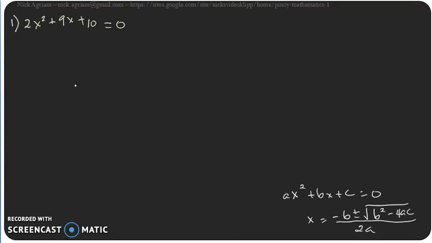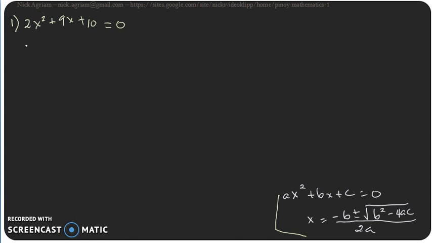We will continue our discussion on solving quadratic equations by using the quadratic formula. In my last video, I discussed the derivation of the quadratic formula, and now I'm going to give some examples using the formula that I have written here.